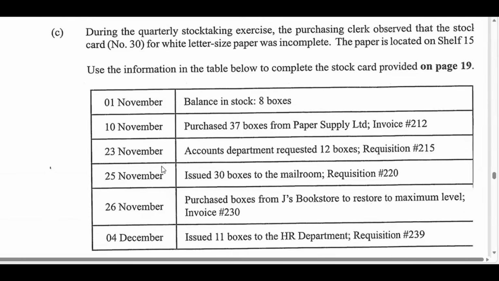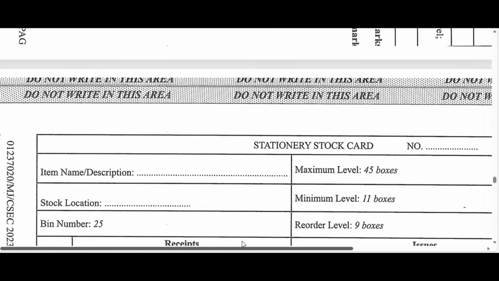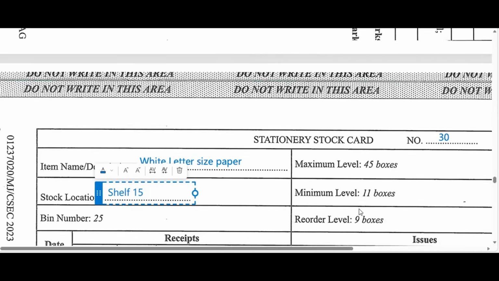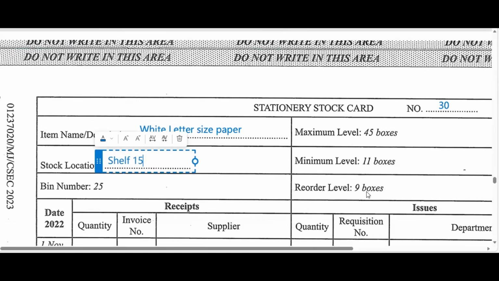So for a question like this, you get the table below, just go through the table line by line. So the stationery stock card number is 30. The item name and description is the white letter size paper. Stock location, shelf 15. Minimum level 11 boxes, bin number 25, pre-order level 9 boxes. So it means when it reaches only 9 boxes, that is your indication to order more white letter size paper.